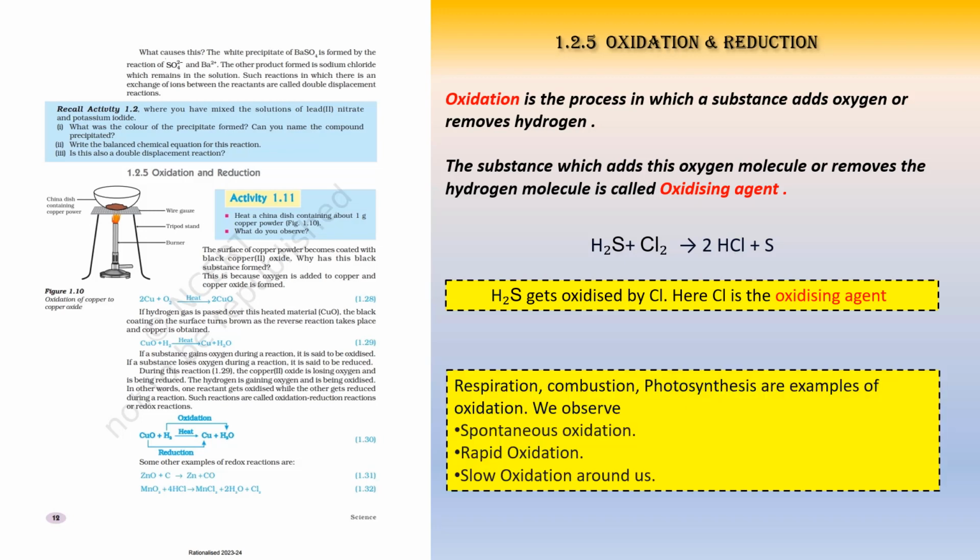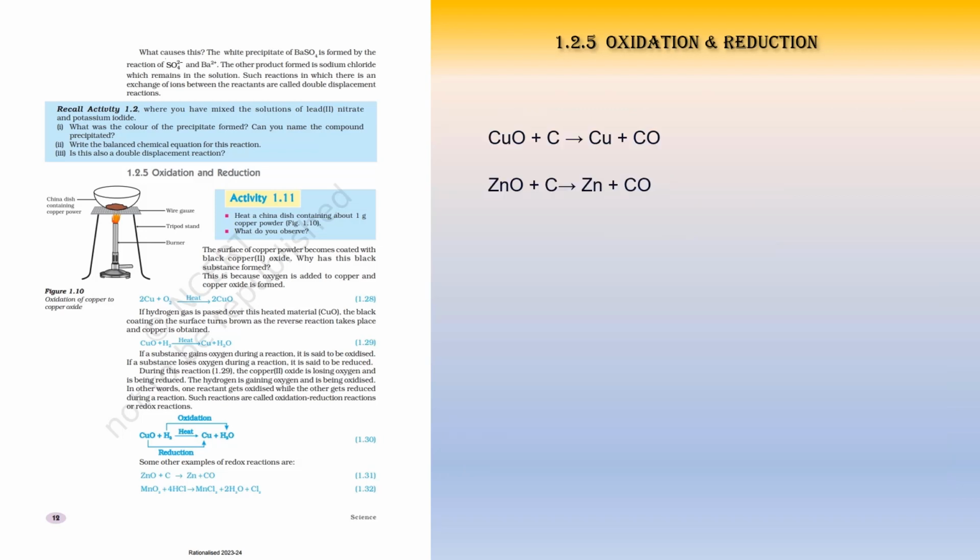There are a few examples of oxidation that happen around us, like respiration, combustion, photosynthesis. Now, all the oxidation reactions do not happen at the same speed. Some happen immediately in presence of oxygen, which are called spontaneous oxidation. Some happen fast, they are called rapid oxidation, while some happen very slowly, which are called slow oxidation. So if I may sum up, oxidation happens either by the addition of oxygen atoms or by the removal of hydrogen atoms.